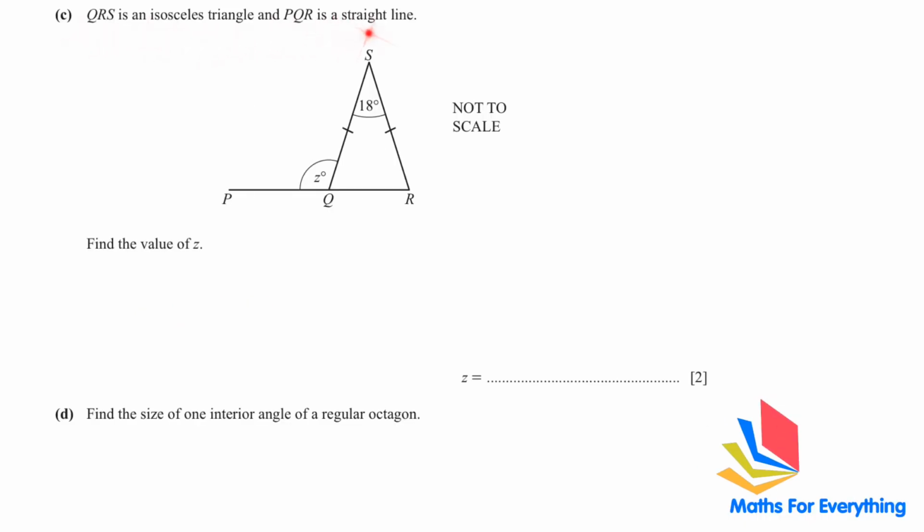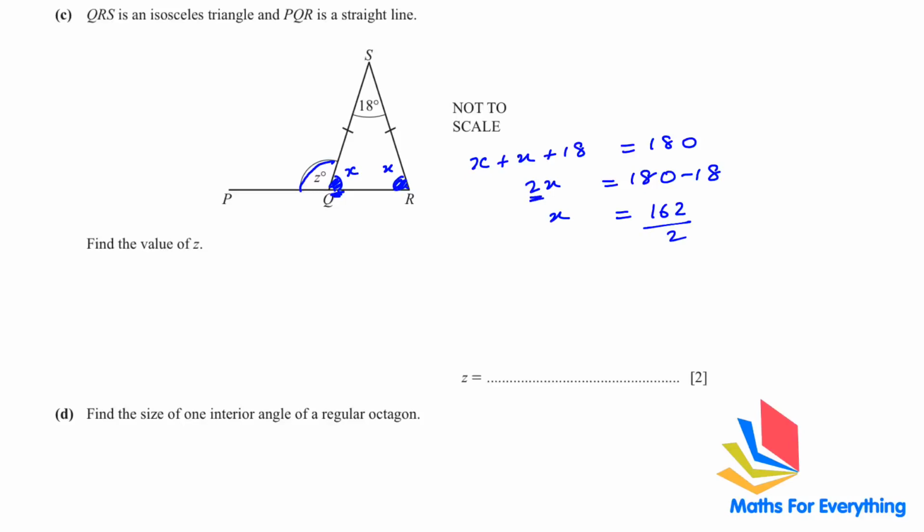QRS is an isosceles triangle and PQR is a straight line. In an isosceles triangle, the opposite angles are equal. To find Z, we need to find this angle first. So let's name this X and this will also be X. Therefore, 2X plus 18 is equal to 180. 2X is equal to 180 minus 18. Therefore, 2X is equal to 162. 2 multiplied by X, when we move it to the other side, it's a divide. 162 divided by 2 is 81. Now we know that this is 81.